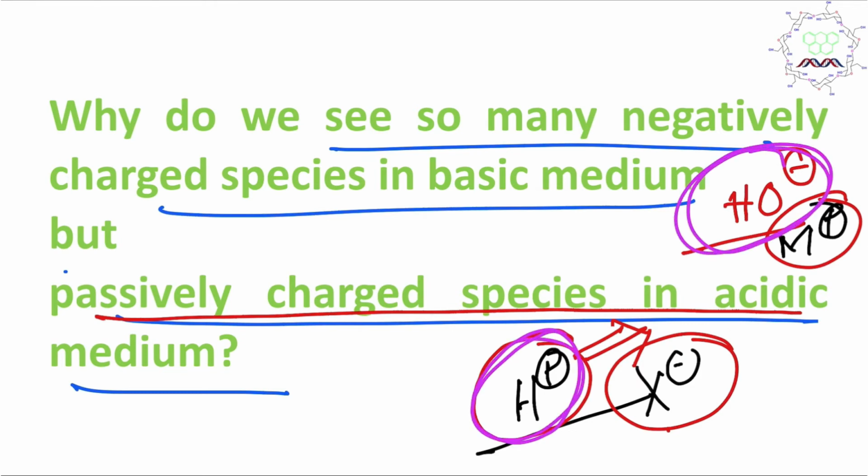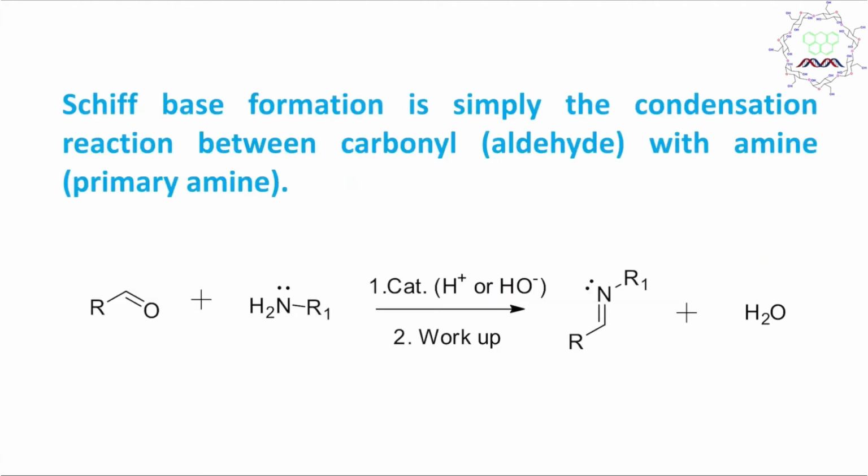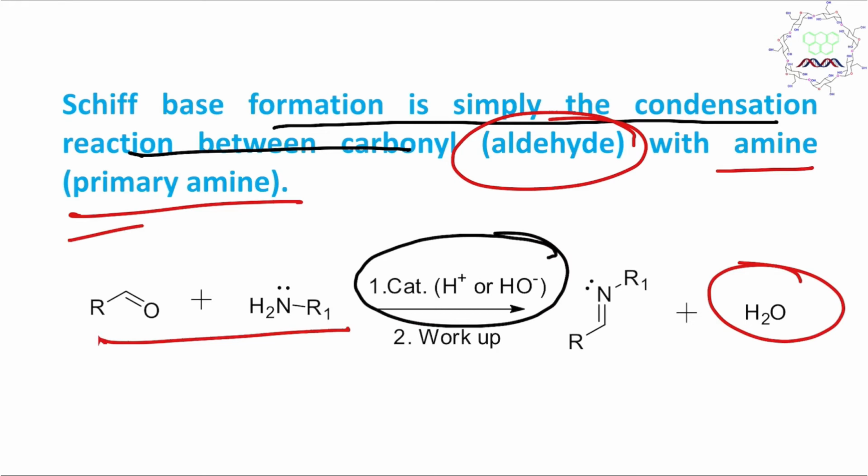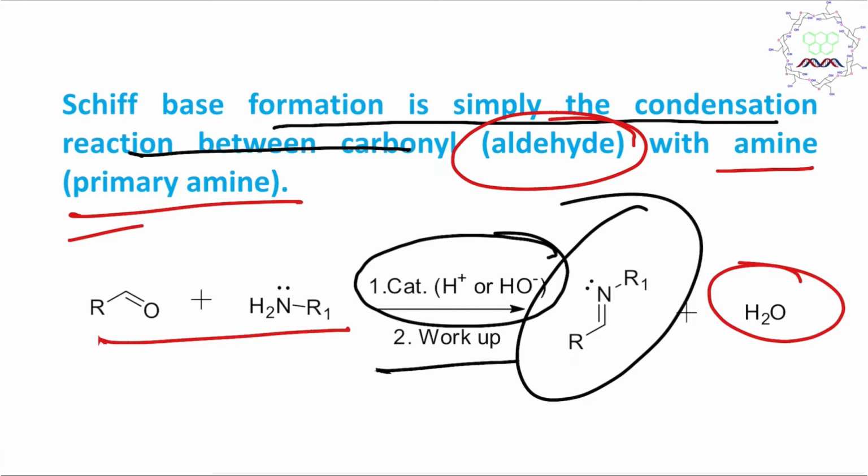So whatever medium we take, if you take basic medium, the anionic species will predominate, and if you take acidic medium, then the cationic species with this proton will predominate. That's the thing you observed sometime before in the reaction mechanism. Now, in conclusion, Schiff base formation is a simple condensation reaction between carbonyl, mainly aldehyde I told, with amine, or mainly primary amine. In this case, they do this condensation and produce water, and for that purpose, please remember a catalytic amount of H plus or OH minus is needed, and you need to do workup to get the final product, that is the Schiff base or imine derivative.